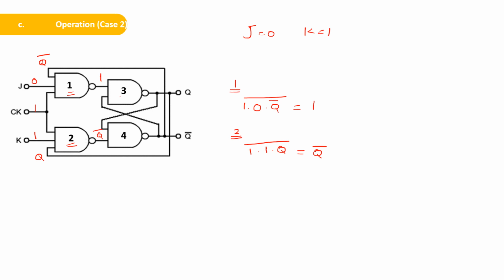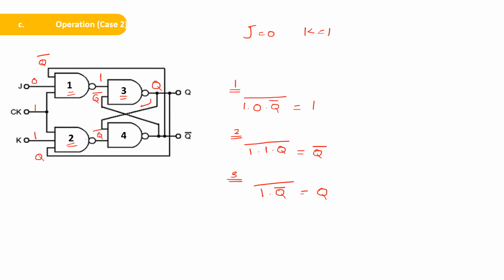Now if you take NAND gate 3, first input is 1, the second input is Q bar. So its complement, 1 dot Q bar, it is Q bar, its complement, it is Q. So the output of NAND gate 3 will be Q.